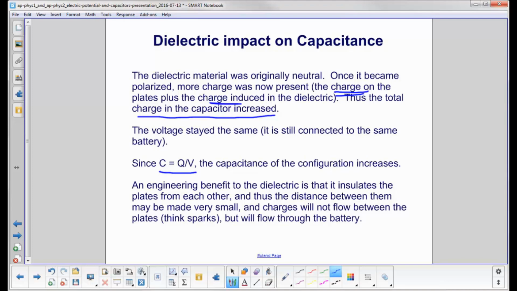An engineering benefit to the dielectric is that it insulates the plates from each other, and thus the distance between them can be made very, very small, and charges will not flow between the plates, such as sparks, but will flow through the battery, and it will work properly. So one way to make a dielectric is take two plates, positive and negative, stick a dielectric in between them, then roll it up so you can have a cylinder, which is a more practical, smaller shape to store energy in. And the dielectric will prevent any sparks or charges going between the two plates.